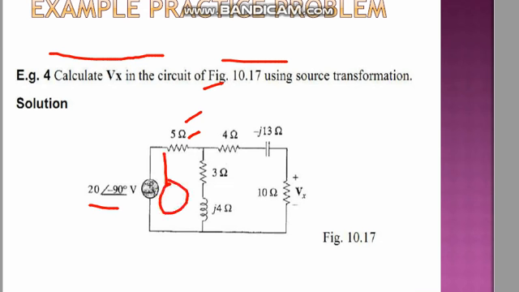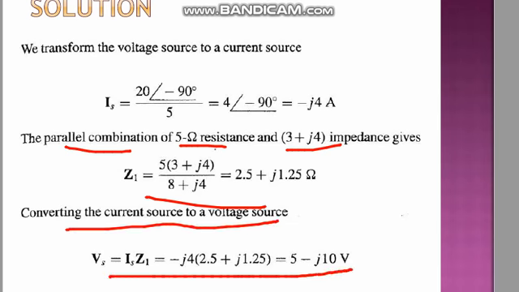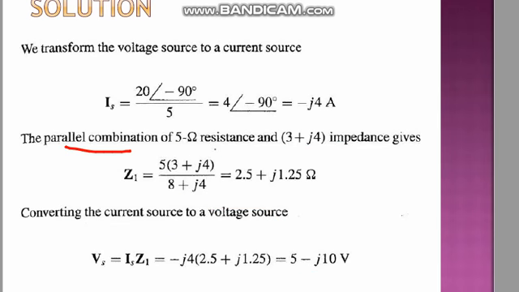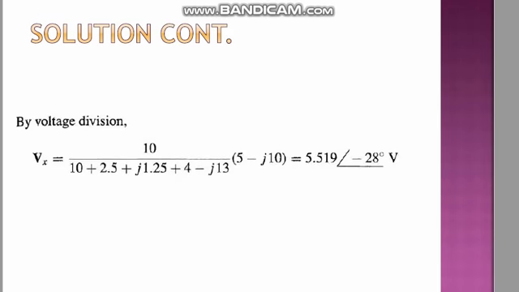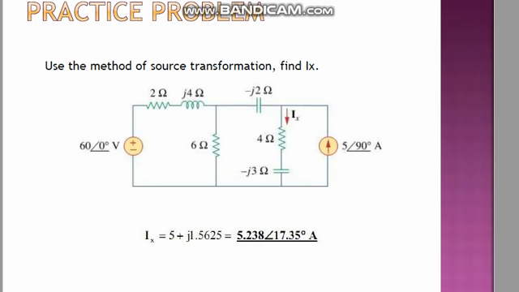There will be a current source here, and this 5 ohms will be in parallel, just like this. Now the parallel combination of the 5 ohm resistance and the 3 plus j4 impedance gives this, and if you convert the current source to a voltage source, again you can get this. So we are just converting the sources around. After the voltage division rule, you can find Vx. This is the method of source transformation for finding Ix.